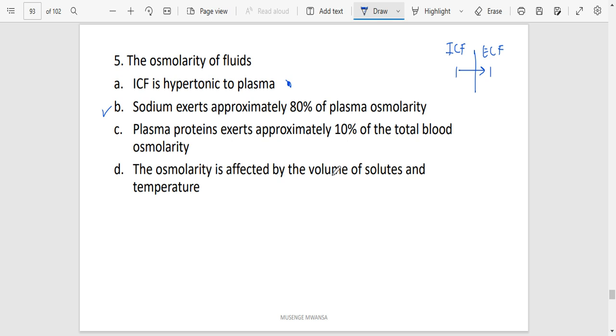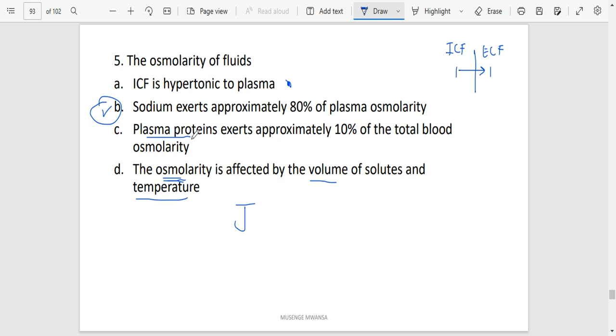The osmolarity is affected by the volume of solutes and temperature. When you're talking about osmolarity, we've already used one of the rules which gave us the rate of diffusion. Now let me not combine this with rate of diffusion. This is osmolarity. That is just concentration. Concentration of osmolarity depends just on the number of osmoles divided by the liters of solution. So the temperature is not part of it. Of course, it can depend on volume, but not the temperature. So basically, this is it.